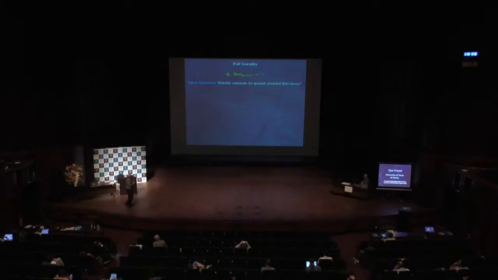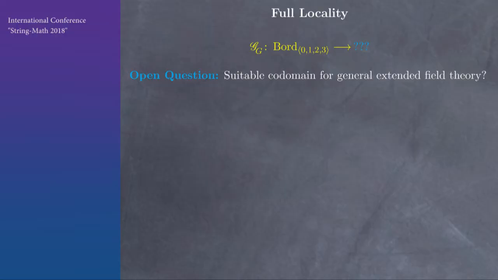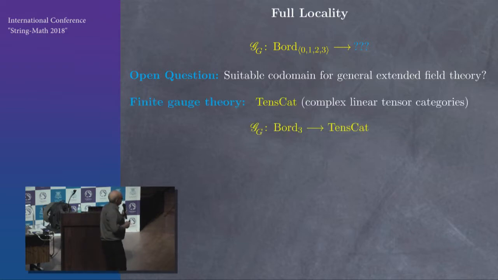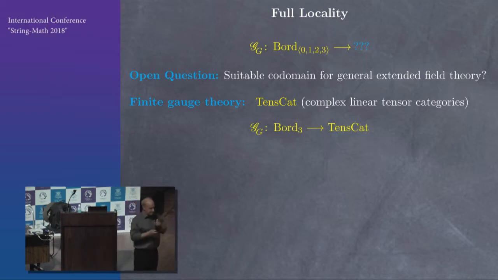All right, so finally, if we want to go to full locality, then it's clear what the domain should be. We should now have 0, 1, 2, and 3 manifolds and allow all sorts of gluing and corners. But what should the codomain be? What kind of invariance? And in general, in field theory, there's no good universal choice for that codomain. But in this case, there's a nice choice, which is the collection of tensor categories. So if we take tensor categories, they form a three category, as it turns out. And a map between two tensor categories is a bimodule.